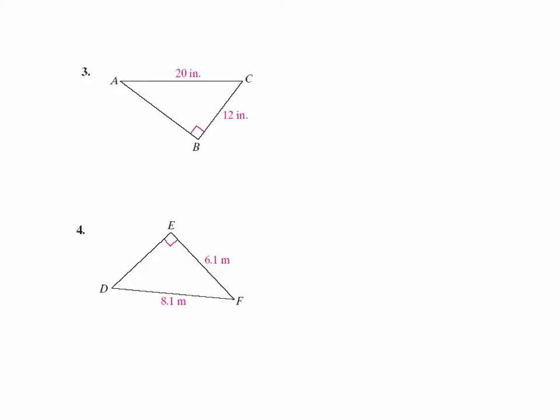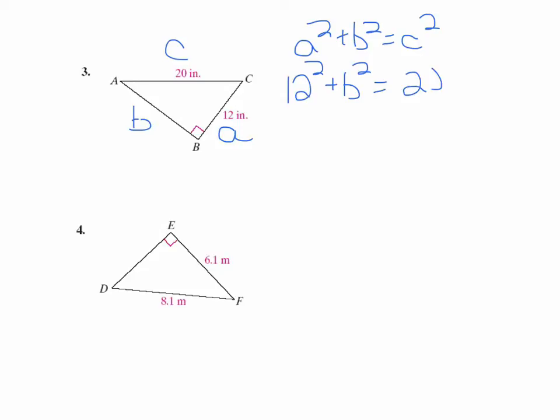Okay, what if they give us the hypotenuse and we've got to find one of the legs? All right, here I've got this side here is 20 inches. Notice it's across from the right angle. So this is C, and I do not know one of my legs, okay? So it does not matter what you do. I'll let my 12 be A, and we're trying to find B, okay? So A squared plus B squared equals C squared. We're going to plug in 12 squared plus B squared equals 20 squared. That's 144. 20 squared is 400.